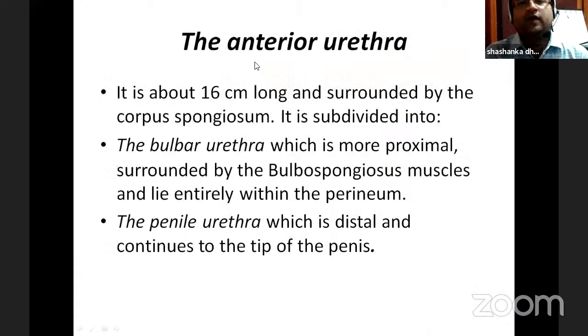The anterior urethra is about 16 centimeters long, surrounded by the corpus spongiosum, divided into the bulbar and the penile parts. So the bulbar and the penile urethra together are known as the anterior urethra. Bulbar is the proximal one, surrounded by the bulbospongiosus muscle. It lies entirely within the perineum.